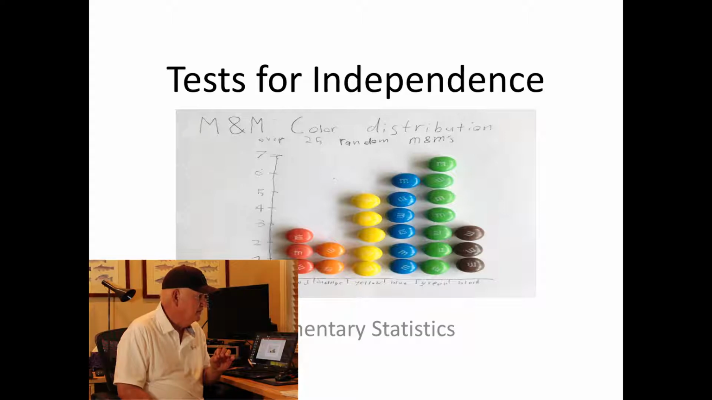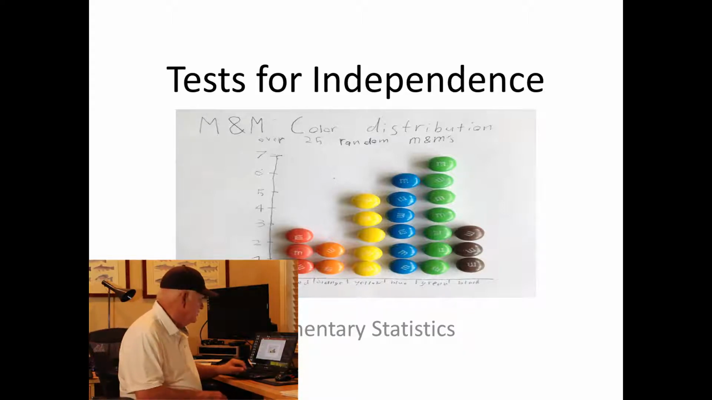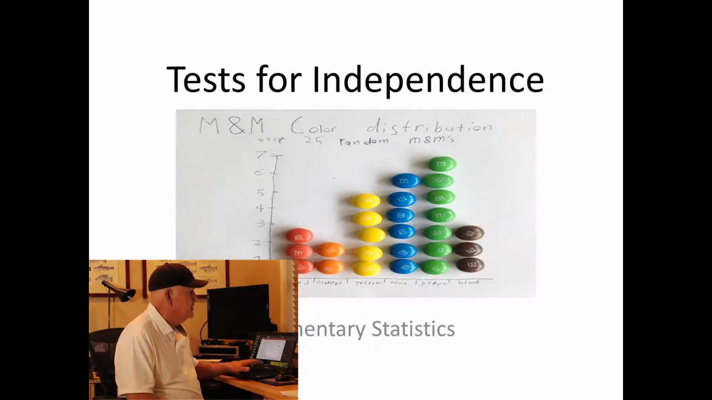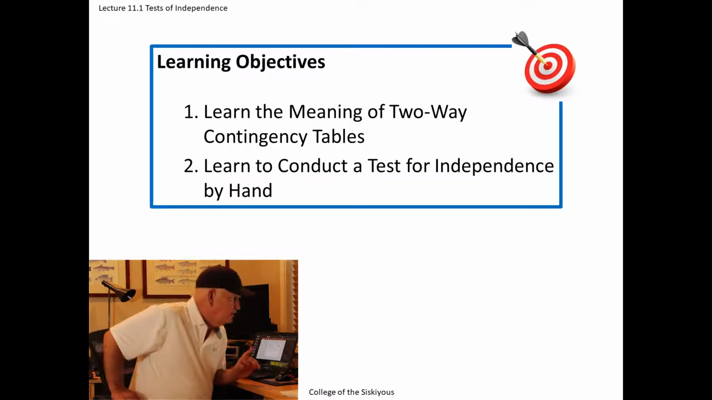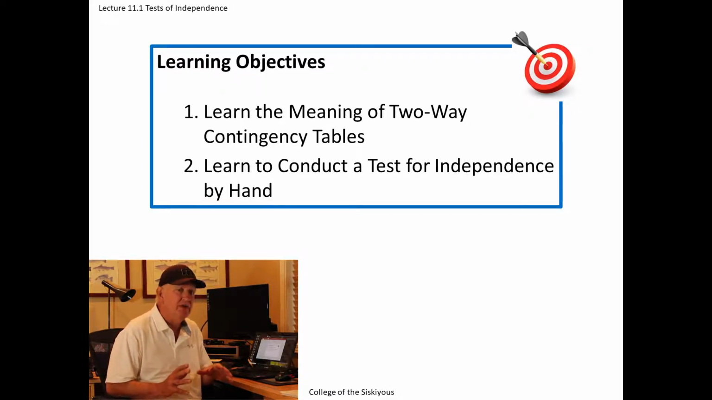The test for independence is a little different, and it will make a little more sense as we get an example out in front of us. So all we're going to do in this, I hope, brief video is to learn the meaning of a two-way contingency table, because that is how data in independence tests come at you, as two-way contingency tables. And then we're going to learn how to conduct a test for independence by hand.